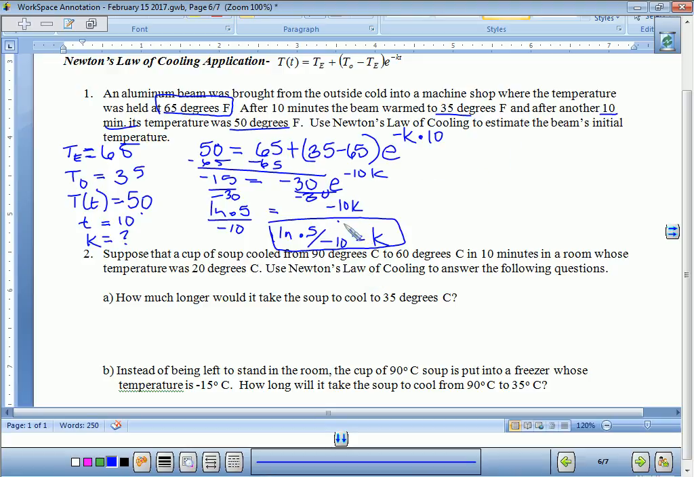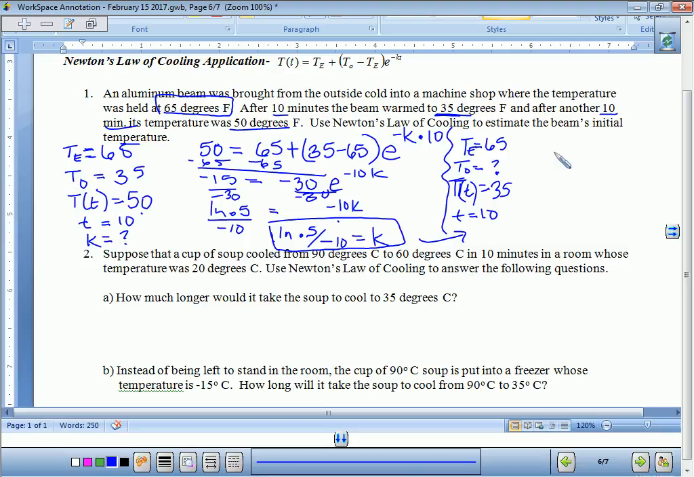So now we found our cooling constant. Now we can go back to this and work backwards to find T naught. So now we have new stuff. T E didn't change. T naught is what we're trying to find out. The temperature with respect to time is going to be that 35. And the time is going to be 10 minutes. We know K.